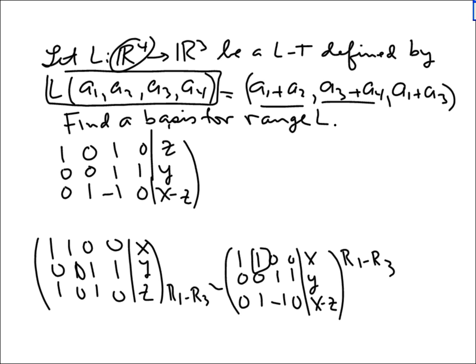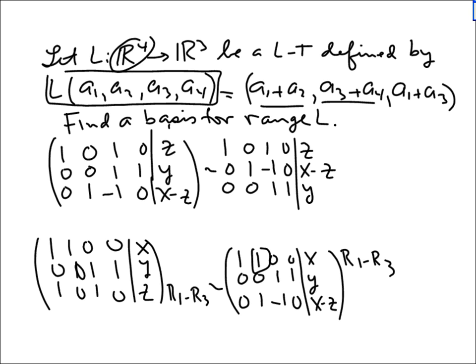Maybe I'll interchange the second and third row. 1, 0, 1, 0, z. 0, 1, negative 1, 0, x minus z. 0, 0, 1, 1, y. I'm going to use the third row to get zeros in these two positions. I'm going to do row 1 minus row 3, and I'm going to do row 2 plus row 3.